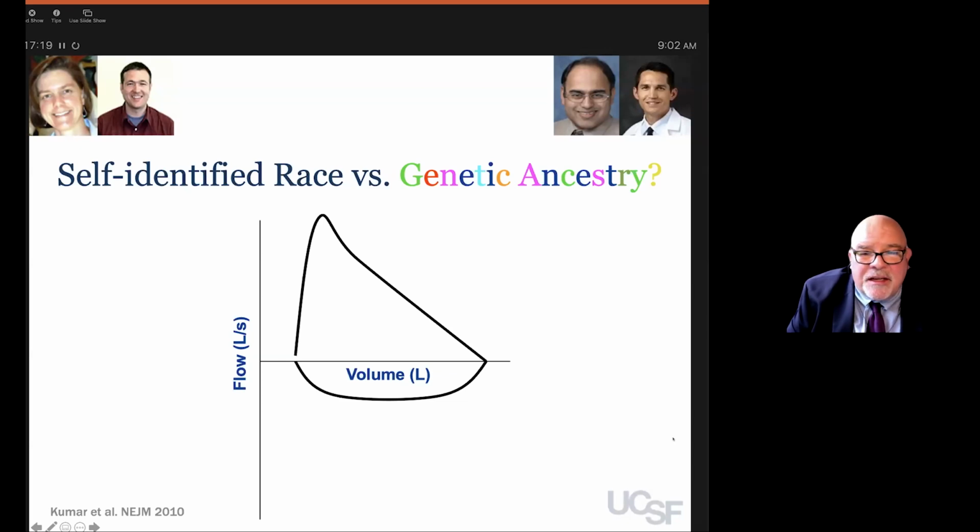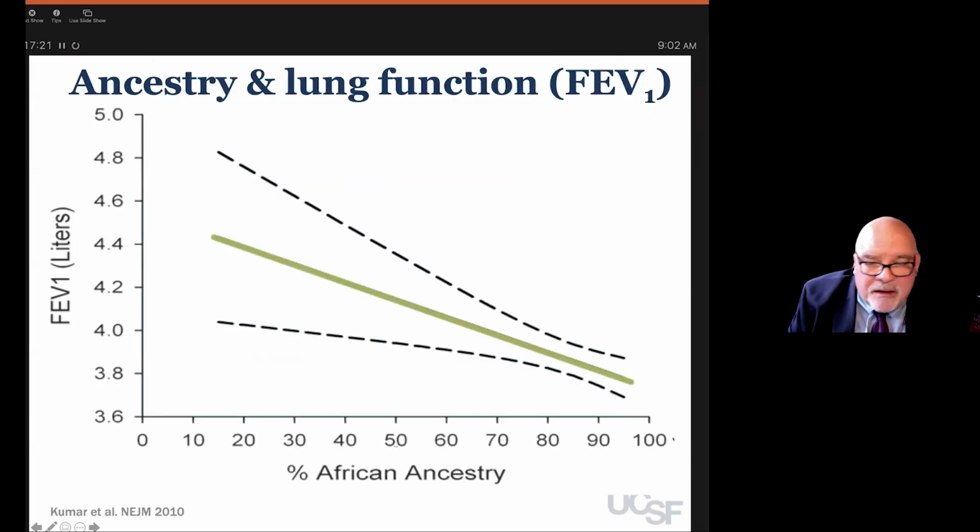And so my colleagues and I, we studied 7 independent, healthy cohorts of African-American adults and children and used genetic ancestry. And this slide is complex, so I'll walk you through it. On the x-axis, we have increasing amounts of African ancestry. On the y-axis, we have lung function. The higher you are, the better. And what you can see is that there's an interaction.